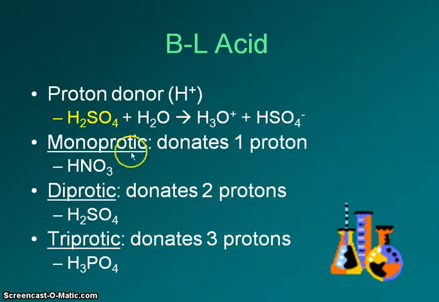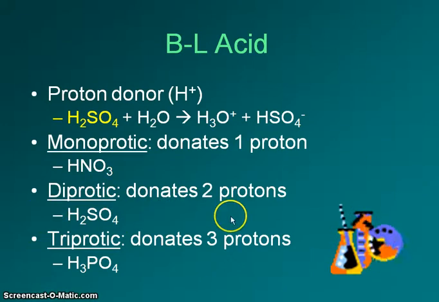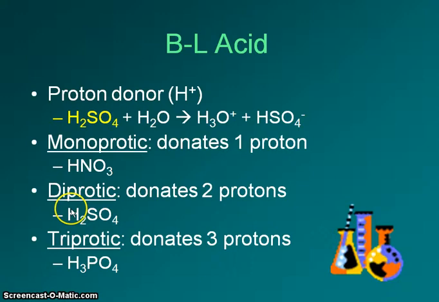If something is monoprotic, that means that it donates one proton. So like nitric acid only has one hydrogen, so it could give away one. Diprotic means it has two. Triprotic then means it has three. And each of these protons gets given away in a separate step, so it doesn't happen all at one time. It would occur in one equation, and then you would have to do a second equation where you would get rid of the next one.